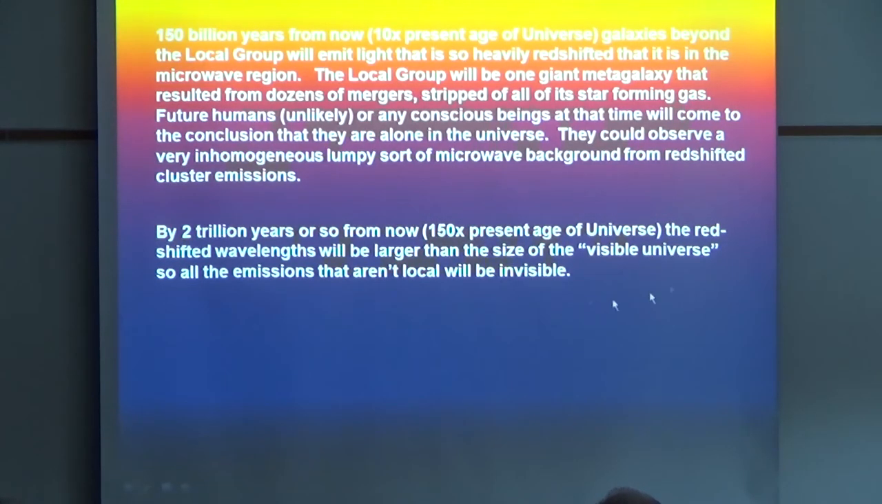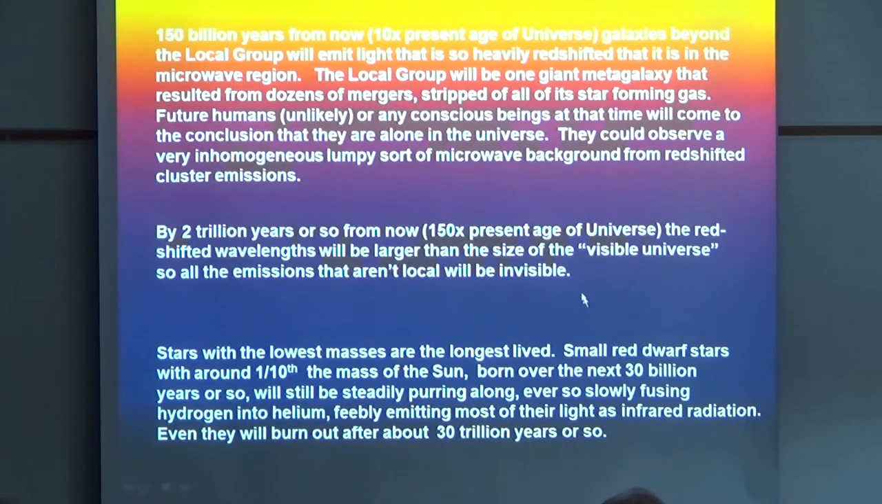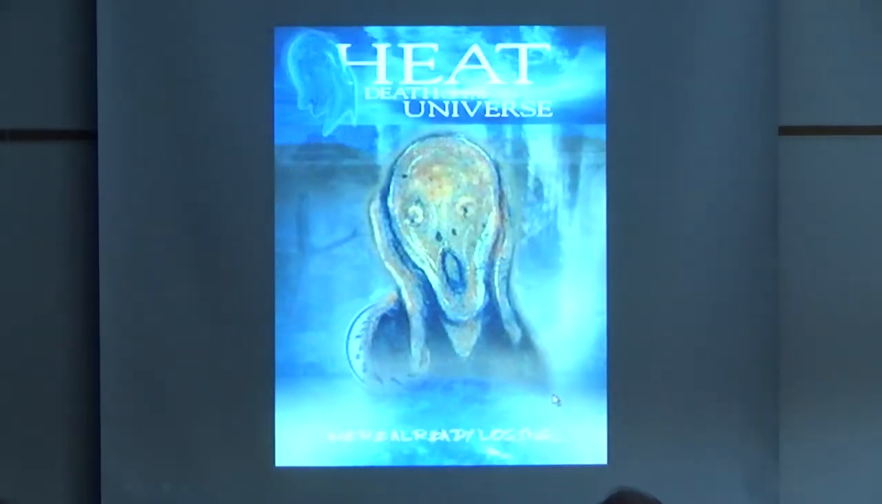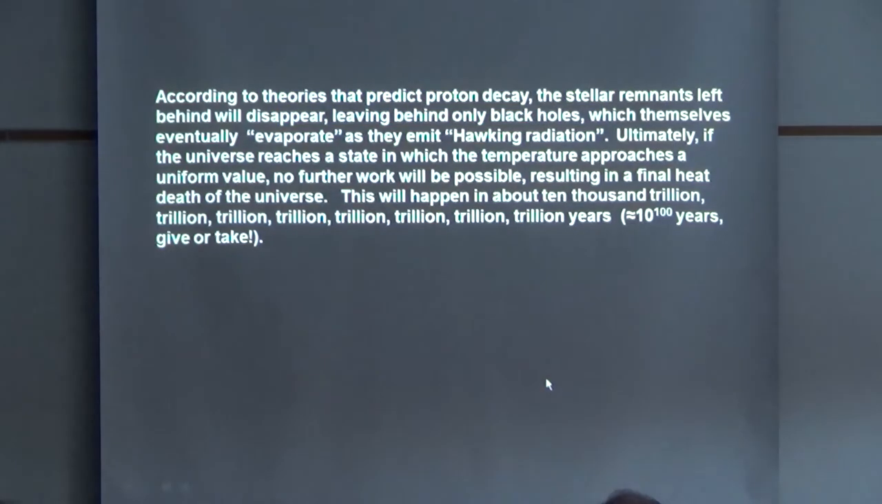2 trillion years or so from now, 150 times present age, the redshifted wavelengths will be larger than the size of the visible universe, so all the emissions that aren't local will be invisible. The universe goes dark. Stars with the lowest masses, the little red dwarfs, live for up to 30 trillion years, they'll still be around, and it'll result in what's called the heat death of the universe. Even the protons eventually decay, fall apart into photons, and that will happen in only 10,000 trillion trillion trillion trillion trillion trillion trillion trillion years, or 10 to the 100th years, maybe.